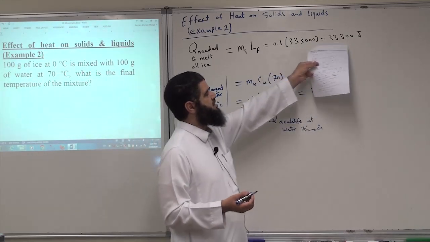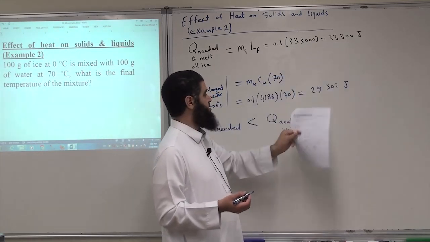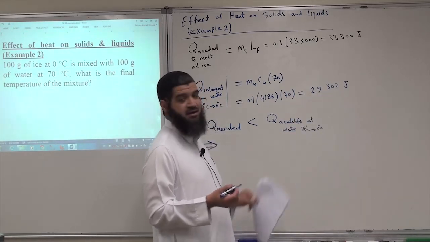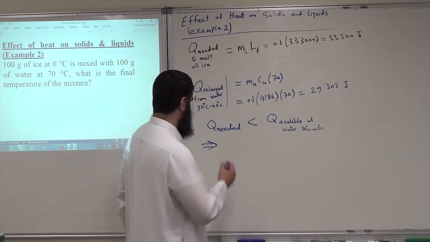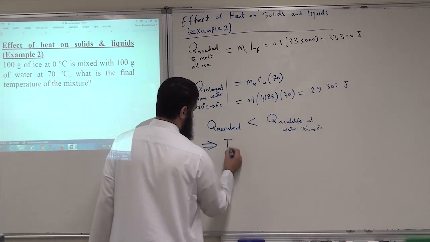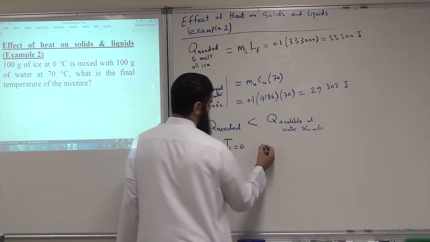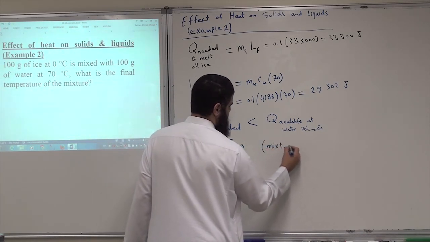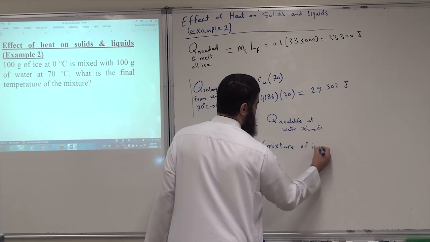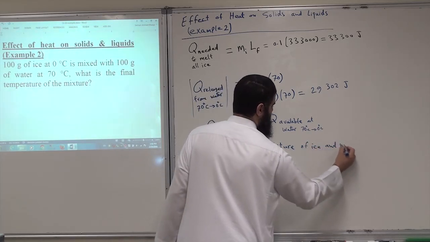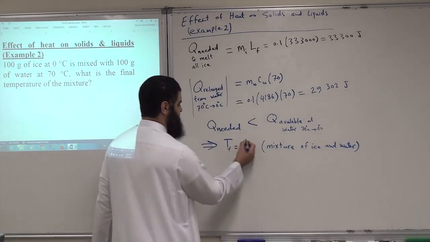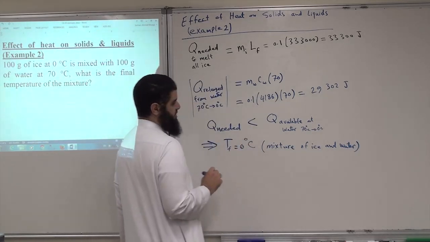To melt all the ice, we need 33,000 plus. But all we have is just 29,000. So the final temperature will be 0 with some of the ice melted. So it will be a mixture of ice and water. At what temperature? At 0 degrees C. So it will be 0 degrees C.